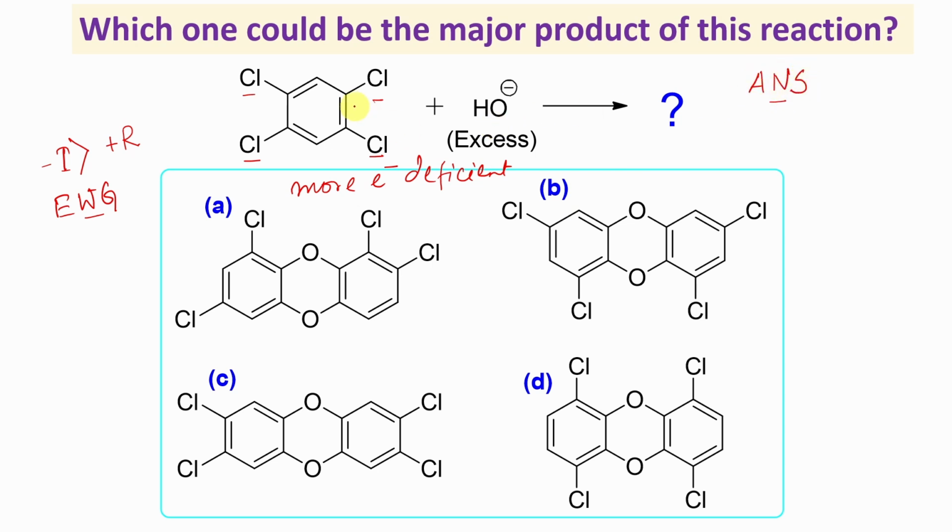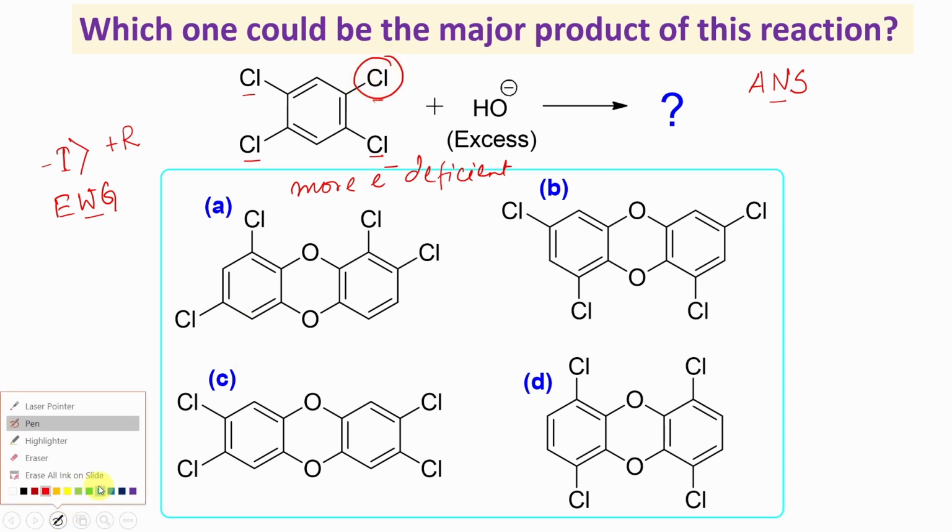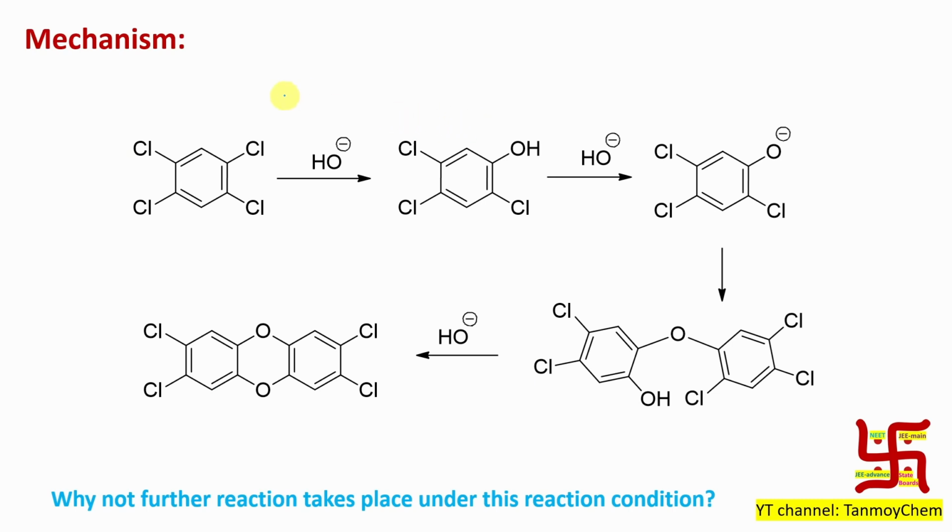There must be a halogen, I agree, but along with that some electron withdrawing group is needed. Actually, if you focus on this chlorine, with respect to this chlorine, the other halogens are behaving as electron withdrawing groups. So what will happen in this case? This hydroxide will act as a nucleophile and perform the aromatic nucleophilic substitution, or as some people say, nucleophilic aromatic substitution, anything. So what will take place?